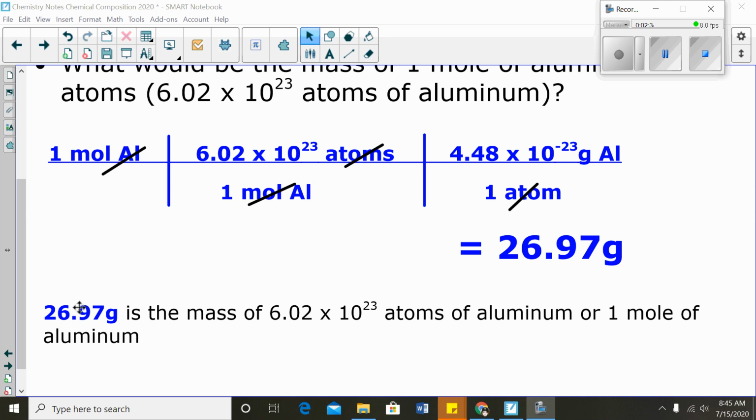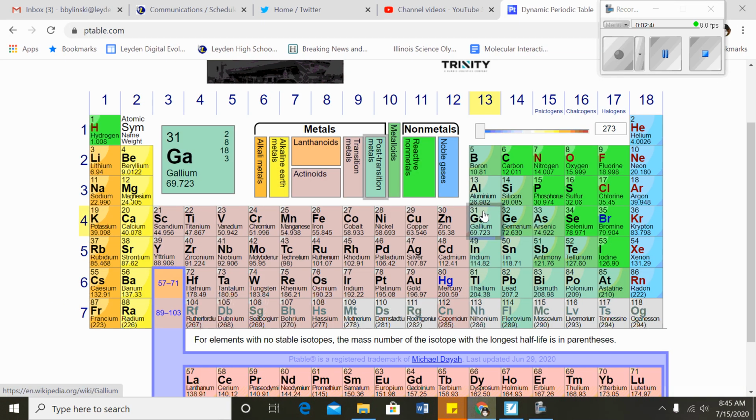Now, what I'd like you to notice is where you might actually see this number. If you look on the periodic table at the box for aluminum, look at that decimal, 26.982. We learned that as the average atomic mass for aluminum. But now what that's also representing is the mass of 1 mole, or 6.02 times 10 to the 23rd atoms of aluminum. So this number has another meaning.